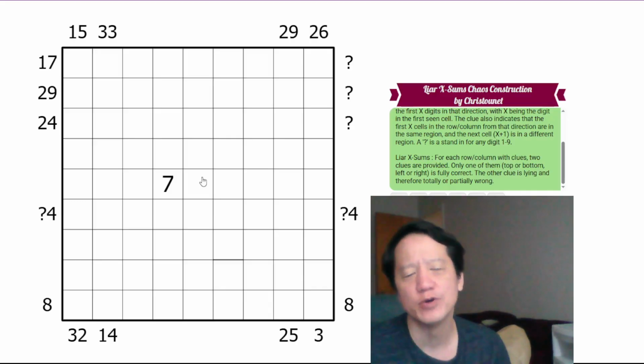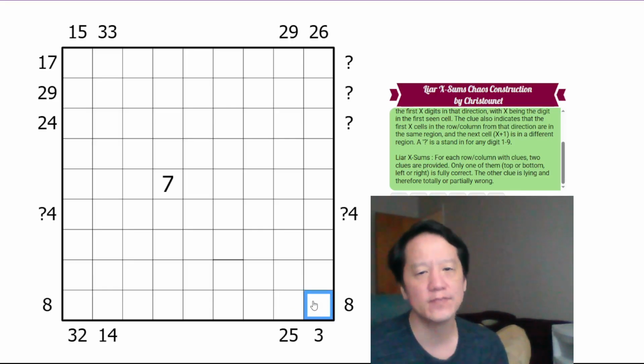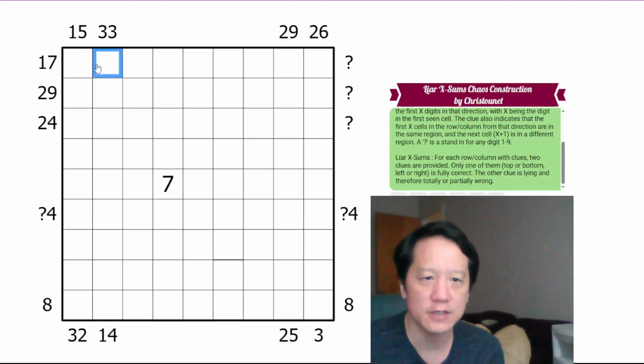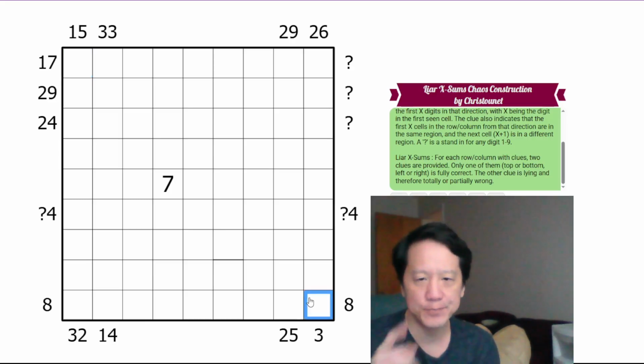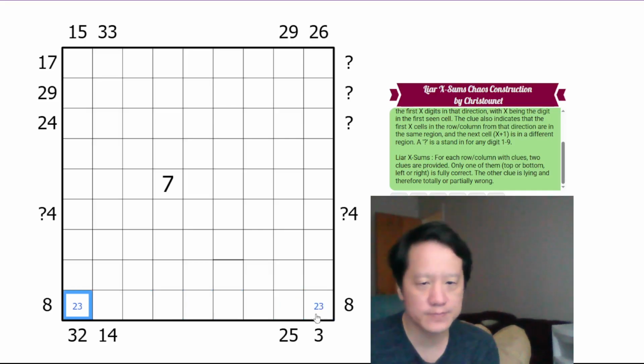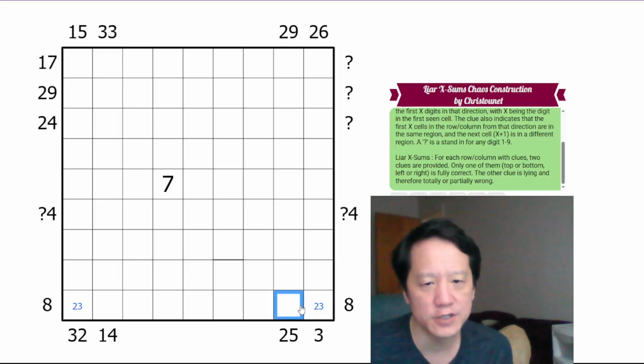Maybe start with what each X sum could have as the X. 3. Maybe the corners. The corners seem like potentially issues. So 3, you can either have 2 or 3. So this is 2 or 3. Whoops. 2 or 3. And this is 2 or 3. Now this could very well be 2. So you could have 2, 1, and 2, 6. So that would make both of those valid, if that's the case. Or this could be non-valid, right?